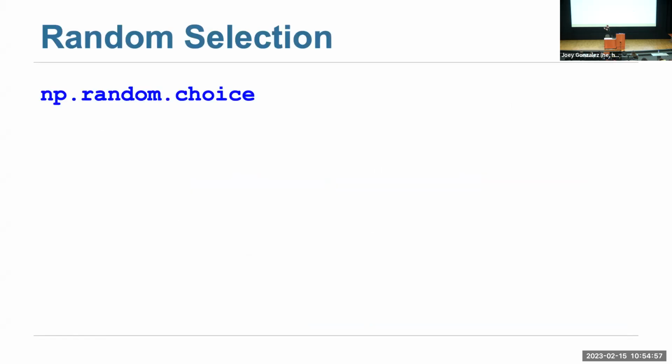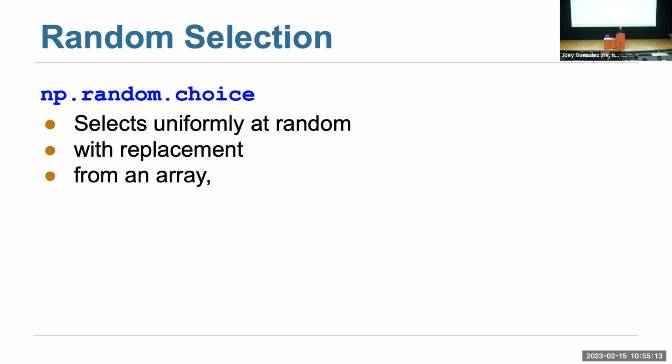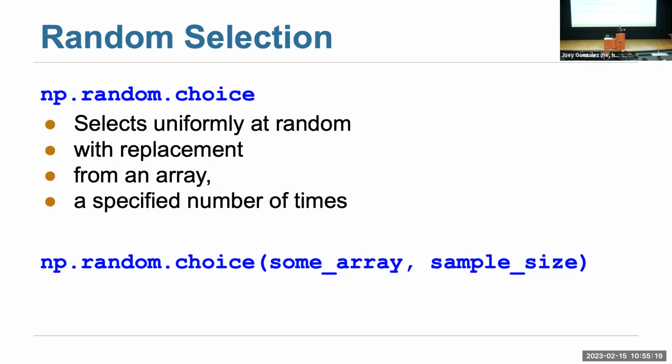So we are going to use a lot of randomness in this class to simulate things. It's actually a really powerful tool in data science and actually in computing in general. Our first foray into randomness is going to be the choice function. This is going to select uniformly at random with replacement from an array a specified number of times. So you say np, numpy, it's a library, random, a whole bunch of different things inside of random. We're going to use choice today. Choice, pass me an array or a list, and then the number of times you want to sample from that with replacement.